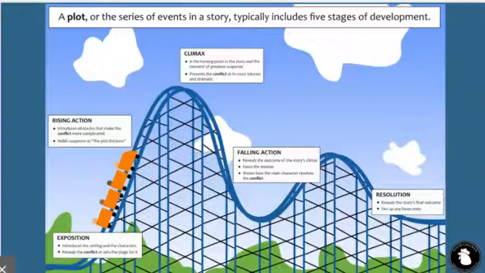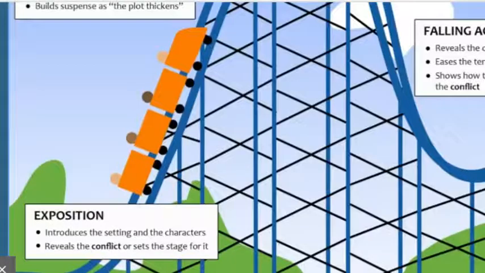All right, so a plot is a series of events in a story, and it typically includes five stages of development. Without a plot, you do not have a story. The plot is just the things that occur. So we're going to go through the stages, and while we're going through the stages, I'm going to tell you a little story. The first stage of plot is the exposition.